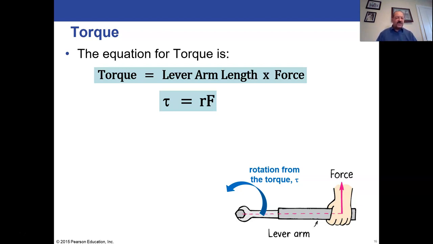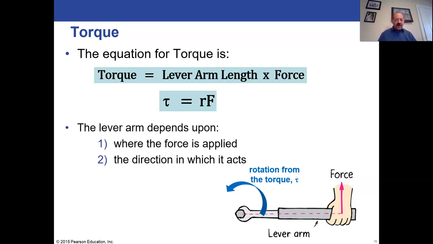So for torque we use the Greek letter tau, the lowercase tau. It's just a curvy t, okay, for torque. And it's just equal to the lever arm length, and we'll talk about what a lever arm really is. It's not the length of the wrench. It's something theoretical, times the force that we apply.